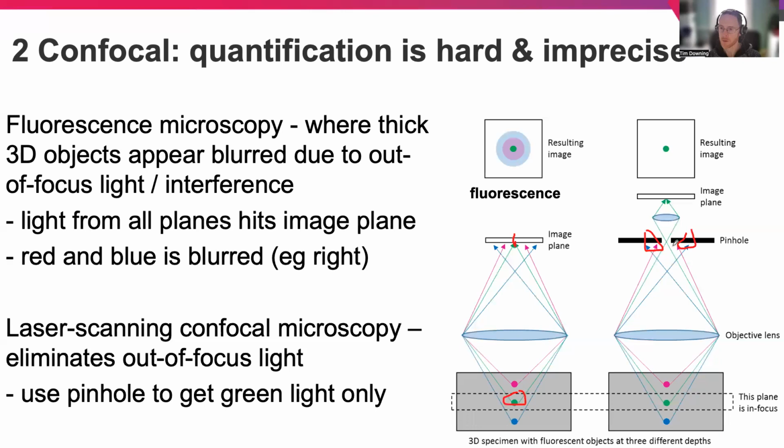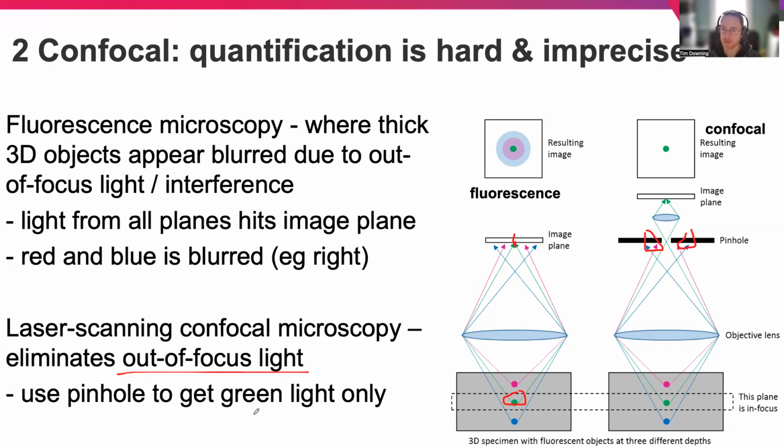For confocal microscopy, we remove these parts that hit the image plane at the incorrect part by having a pinhole here. That means that light enters only at the green part, and that's refracted back to the image plane at a slightly later point, and that's the difference for confocal versus fluorescence microscopy. So this eliminates the out of focus light.